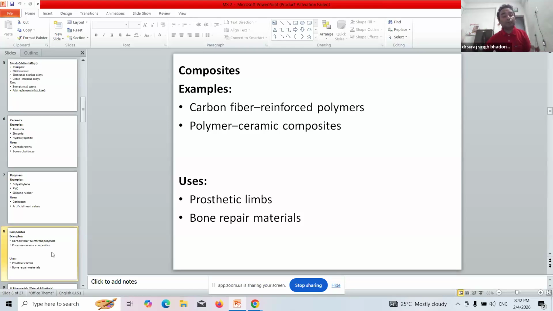This is a very important part to understand about the composites, their uses, why it is used for prosthetic limbs, why not in some other way.